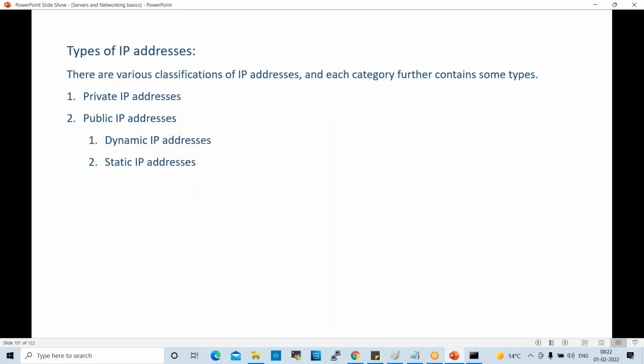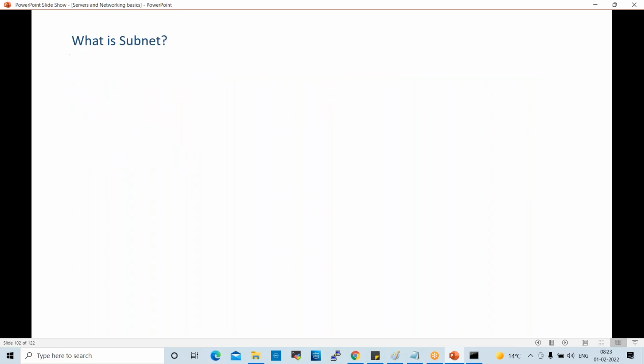It constantly changes. Dynamically the IP will be changed every time. When you restart your server or laptop or desktop, this IP will be changed every time, right? That is nothing but dynamic IP. Static IP means it is a constant IP, a permanent IP, so it will not be changed every time. These are the types of IP addresses.